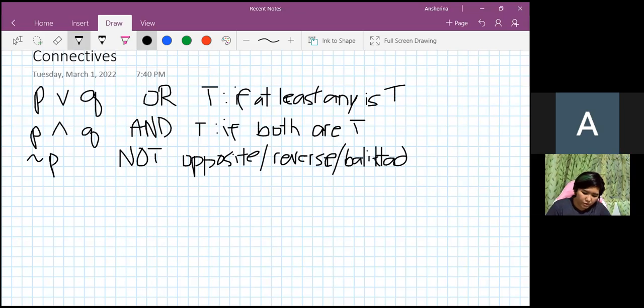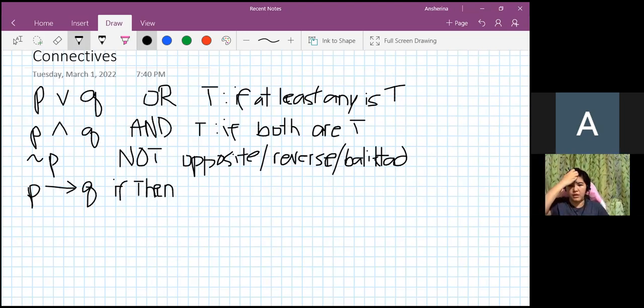We have the conditional. If P, then Q. If-then. Okay. So, this is false when we see true followed by false, in this particular order. Okay?